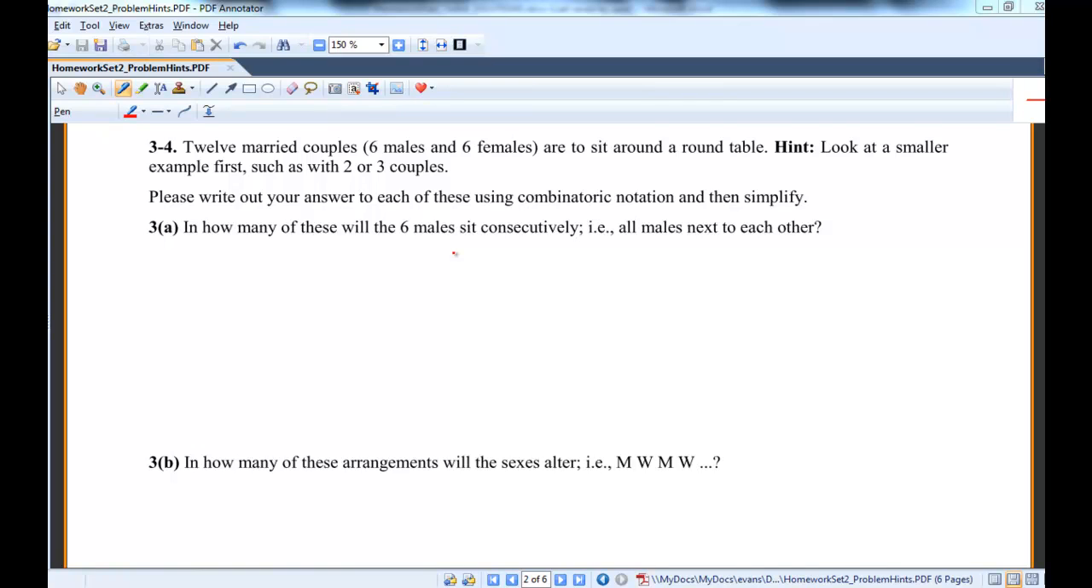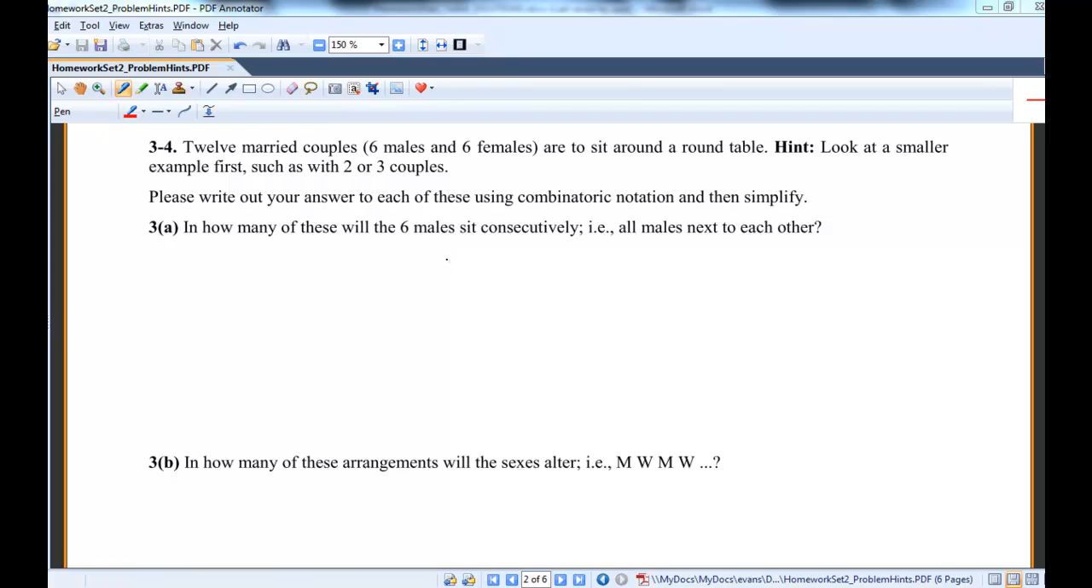Hi, here's the problem with the couples sitting around the table. If I were to do this again, I should have just asked for two or three, to make you draw the picture of two or three to get the idea, because that's how I did all these. If you start small and get big, it makes sense and you see the pattern. But just starting right off at six, it's hard to see what could happen.